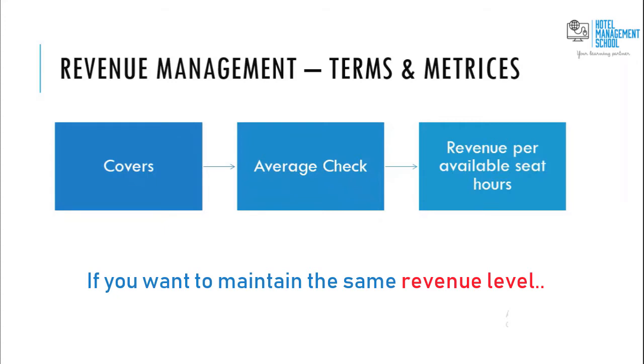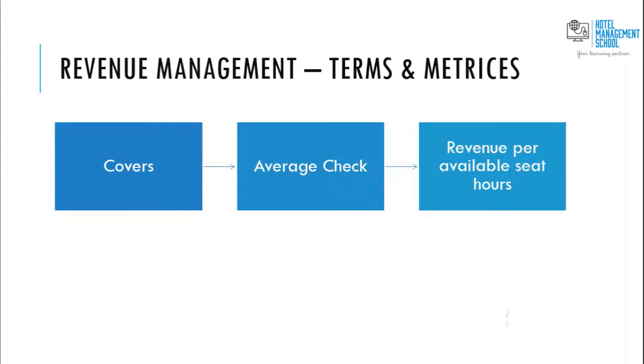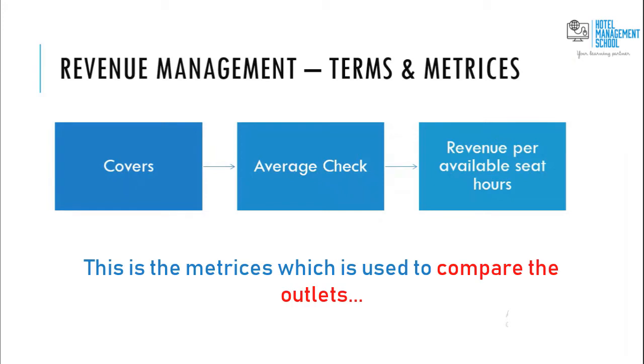And the service cost is the same. The one person who is going to serve 3 customers is the same person who is going to serve the one customer. It's not going to be different. You don't need a separate person for serving another guest on the same chair, right? That's why we want to understand the revenue per available seat hour. This is the metric we use to compare outlets, mostly outlets.